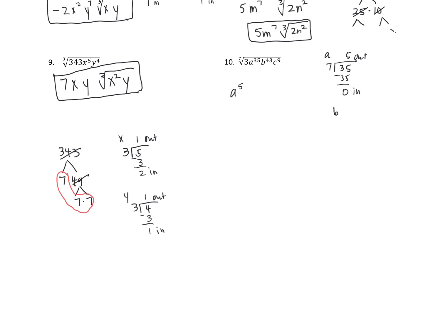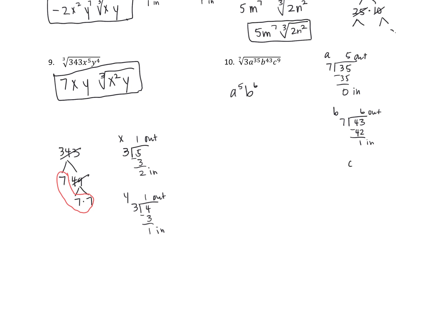For b, we have 7 going into 43. I believe that's a 6, right? So 7 times 6 is 42. So you subtract and you get 1. So 6 come out, 1 stays in. So that's going to be a b to the 6th on the outside.